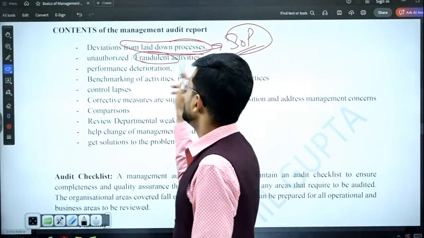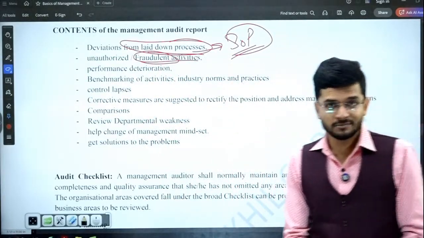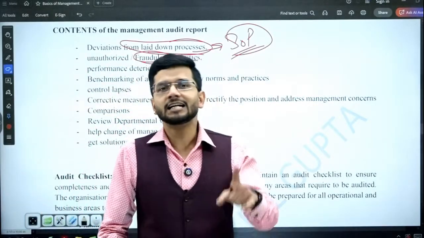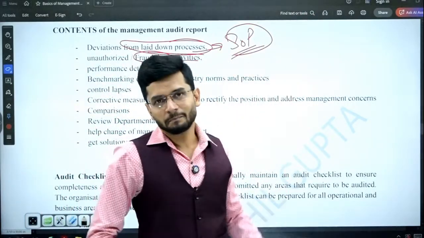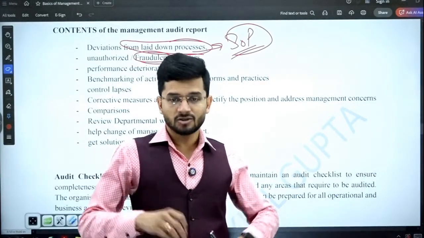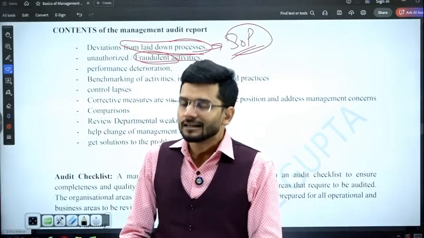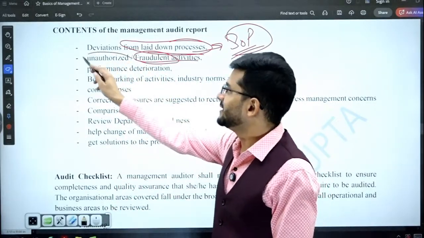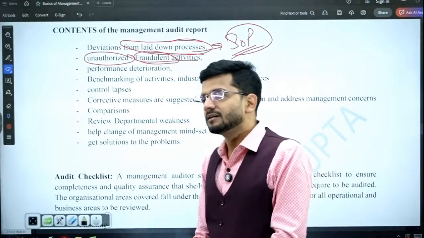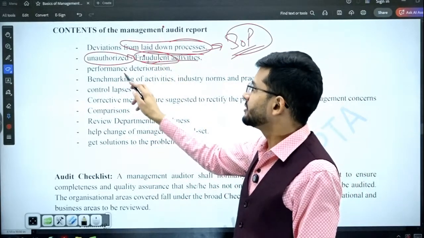Then unauthorized or fraudulent activities, if any activity has been done in an unauthorized manner. For example, a check worth 50 lakh has to be mandatorily signed by the managing director. But in one of the cases which the management auditor found, the check was signed by a general manager also, and it was cleared. This is clearly an unauthorized activity. Similarly, if some fraudulent activity is being conducted in the organization, those should also be highlighted by the management auditor.